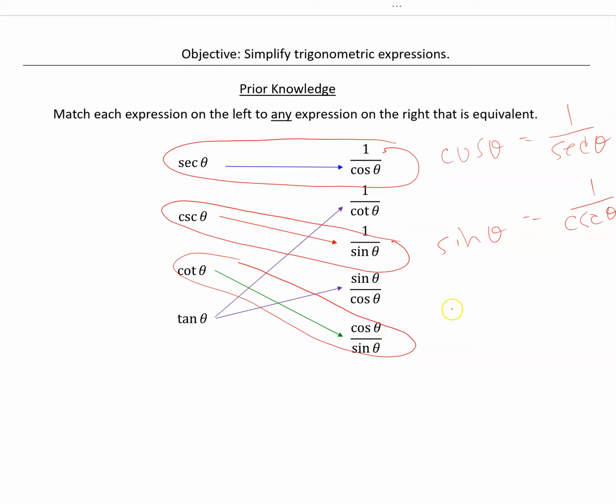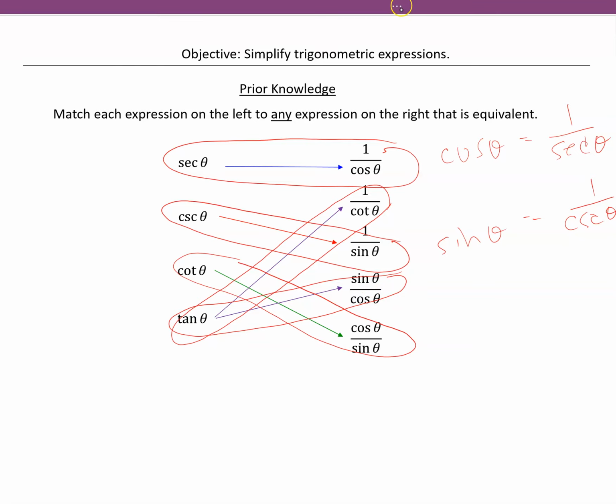We also know that cotangent and tangent are reciprocals of one another, so tangent is 1 over cotangent, and we have a quotient identity for tangent of sine over cosine. We will be using all of those at different points in simplifying trig expressions.